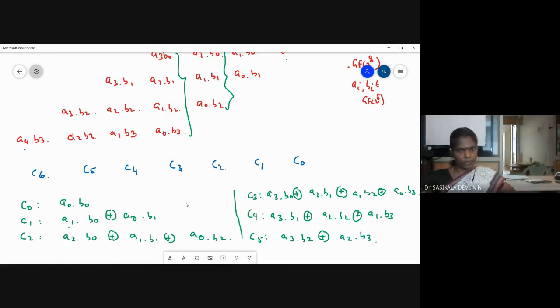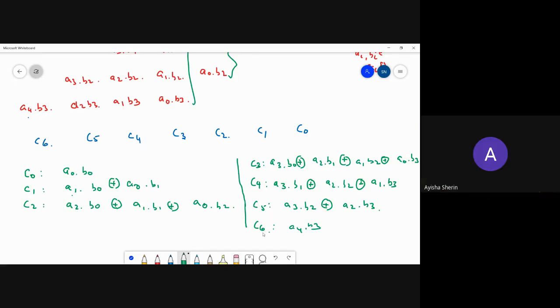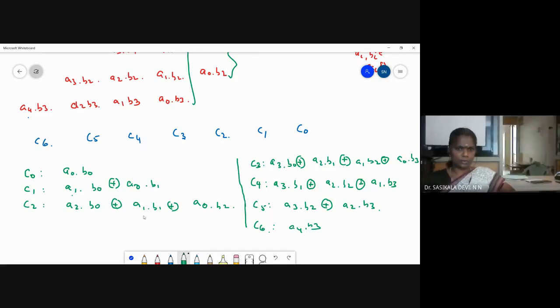Let's proceed with one more polynomial, the coefficient of x power 6. So C6 is nothing but A3 into B3, A3 dot B3.